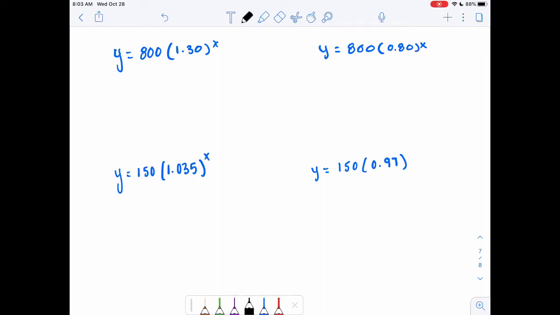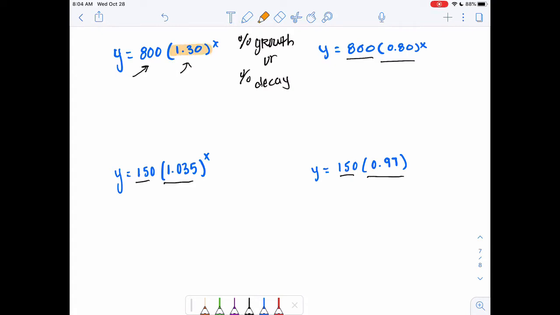Let's take a look at how to identify the percent growth or percent decay when looking at an exponential equation. First off, let's remember that this number is always our initial value. And the number with the exponent is always our multiplier. So we can figure out our percent growth or percent decay by looking at the multiplier.